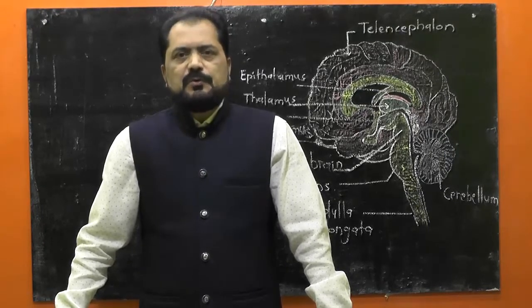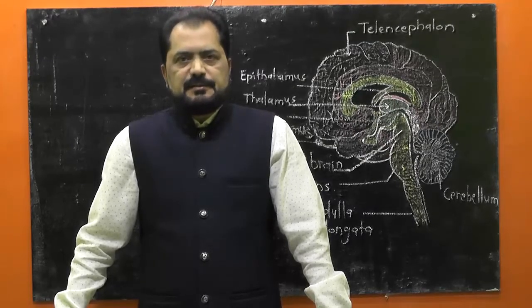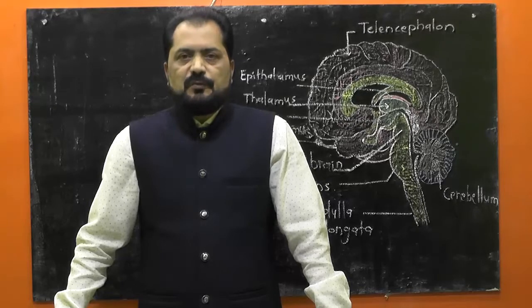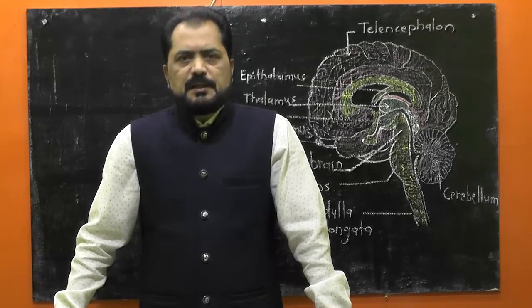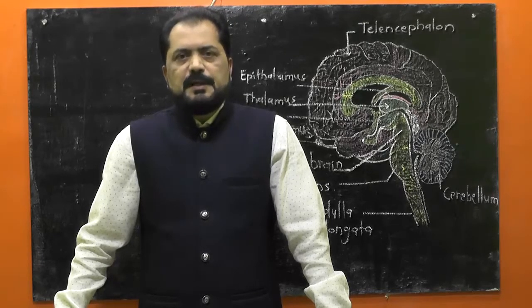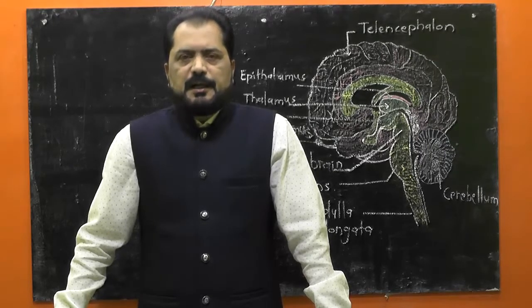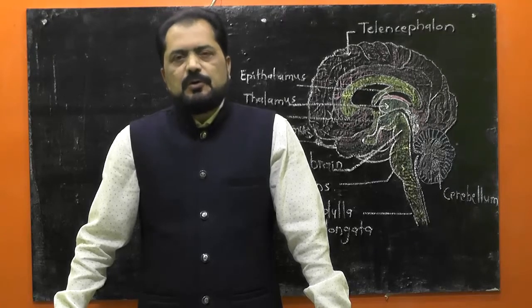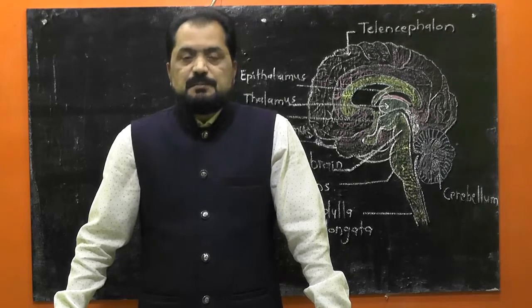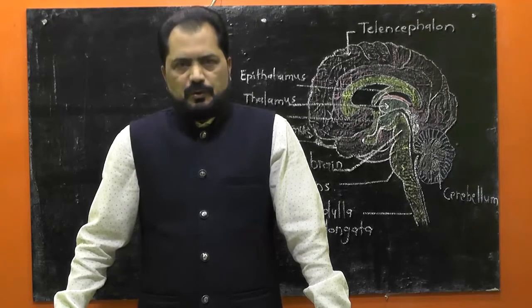Dear friends, as you all know, in my previous lecture we started the study of the structure of the human brain. We know that the human brain is broadly divided into three main divisions: forebrain, midbrain and hindbrain. Forebrain may be known as prosencephalon, midbrain as mesencephalon and hindbrain as rhombencephalon.